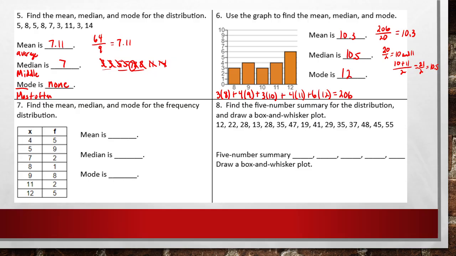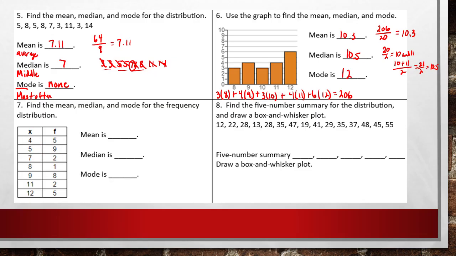Okay, we're going to do something very similar here on number 7, except for instead of having it into a bar graph, we just have it as a frequency table. So these are our numbers, and then this is how often they appeared. Remember, that's what the F stands for, is the frequency. So we have 5 4s, 9 5s, 2 7s, and so forth.